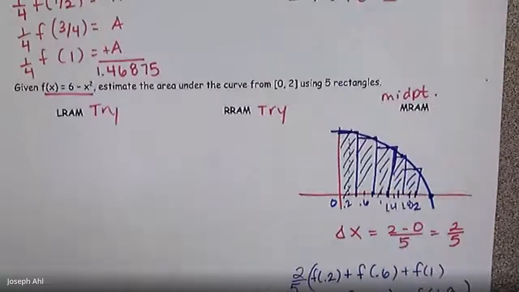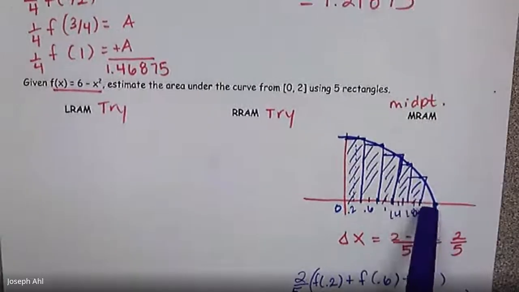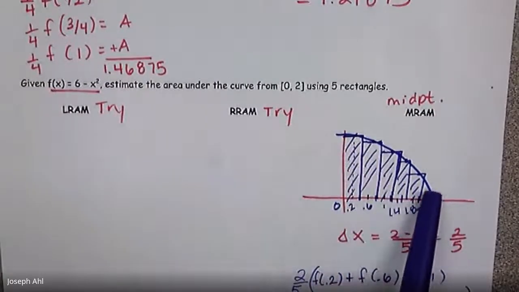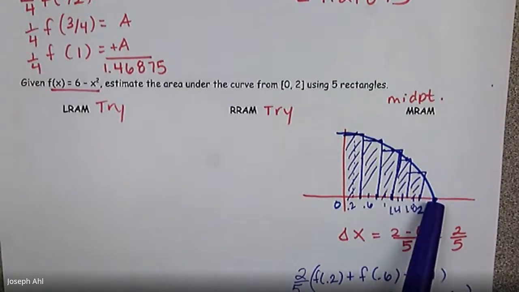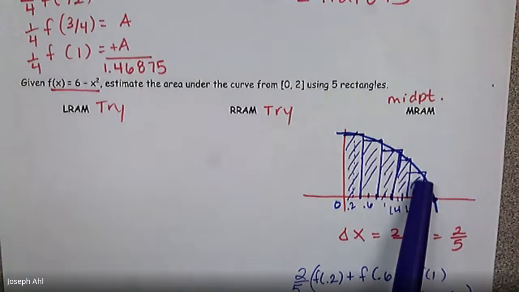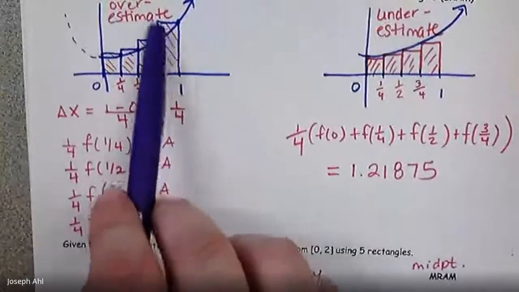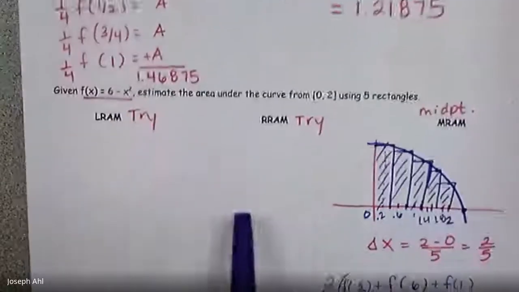What I'll tell you is if you think about what RRAM would be, in this case, based on the inflection of the curve, RRAM is going to be the underestimate. You're starting on the right side at x equals 2, and all those rectangles are going to be underneath, whereas RRAM in this one was the overestimate. So just be careful as far as that goes.